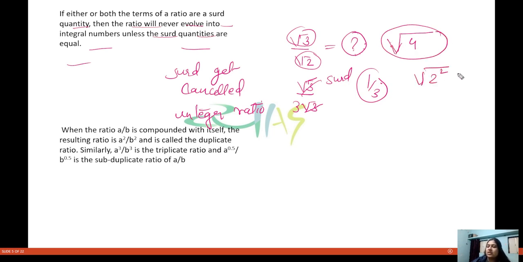2 square and this root, so this is getting cancelled, so this can be integer. Okay, so that is what the statement is saying. If either or both the terms of the ratio are surd, then the ratio will never evolve into integral numbers unless the surd quantities are equal.